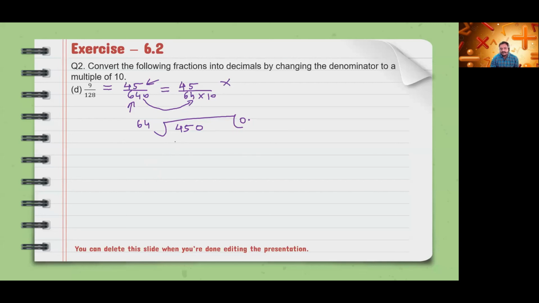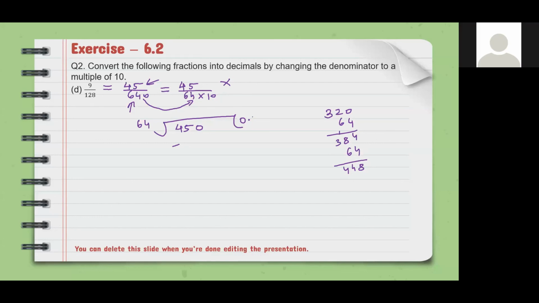Now tell me, 64 times what is less than 450? 64 times 5 is 320. 6 will become what? 384. Okay. 7 will become what? 448. So it's right now. 448. Yes, 7 will come here. Next, 0.7.